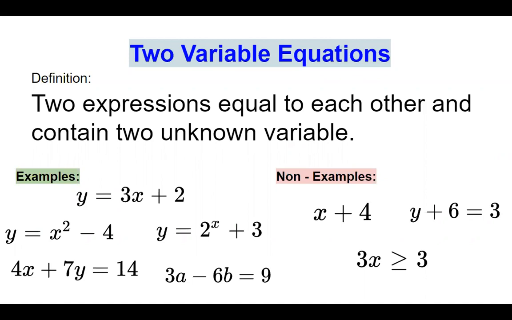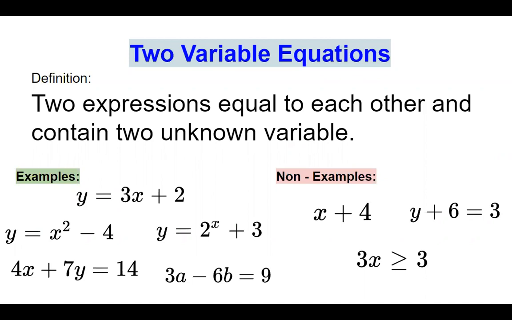Here are some examples. Y equals 3x plus 2. Y equals x squared minus 4. Y equals 2 to the power of x plus 3. We're going to start seeing different types of functions now. 4x plus 7y equals 14. And the last one, 3a minus 6b equals 9.